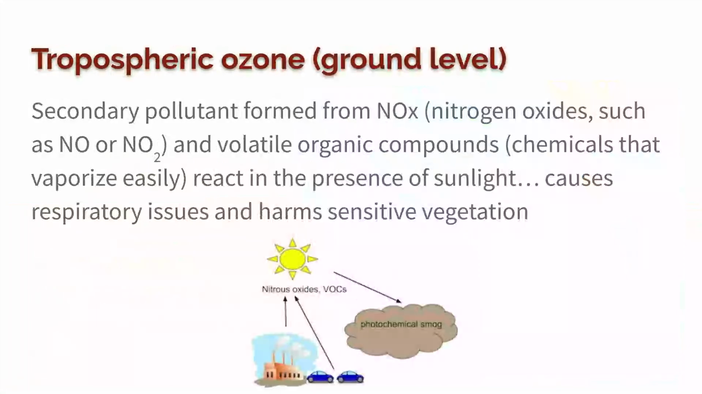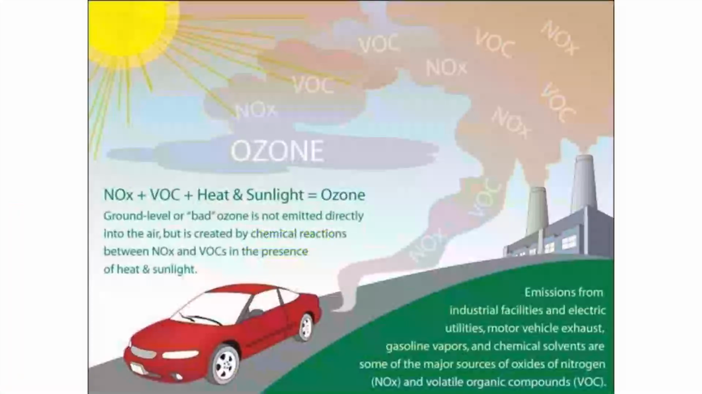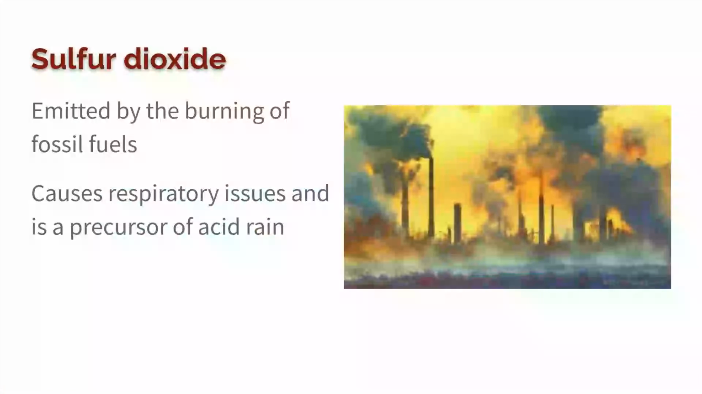So there's a lot of natural sources of VOCs, but a lot of unnatural sources, and we've seen this increase of tropospheric ozone. It causes respiratory issues. It's known as photochemical smog, or it's a major component of photochemical smog. It can harm sensitive vegetation. This is just showing the reaction.